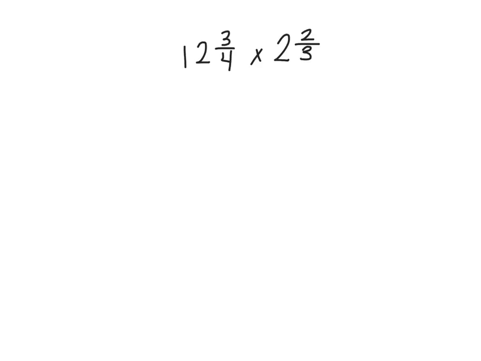So let's check. 3 into 51. It goes in 17 times. 3 divided by 3 is 1. 51 divided by 3 is 17. 17 times 2 is 34 over 1. So my answer is 34.